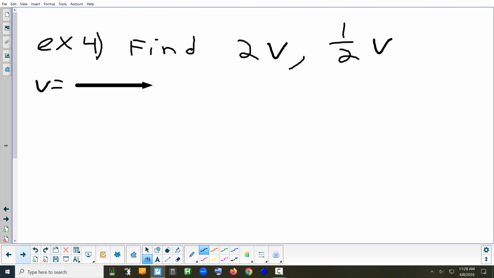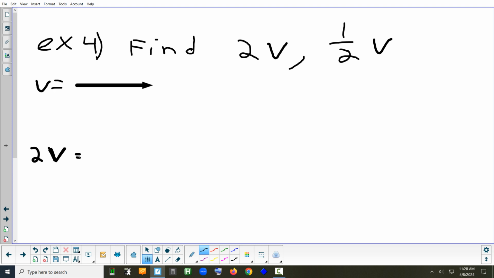All right. So we've got v is given to us. They want us to find 2v and 1/2 v. Okay, let's start with 2v. Without measuring, how can I get 2v exactly?